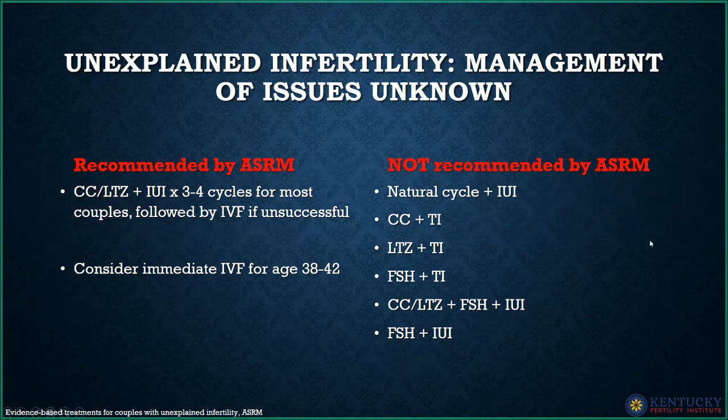But over here, we see a list of therapies that are not recommended. They're specifically recommended against things like Clomid and intercourse, letrozole and intercourse, gonadotropins and intercourse. A lot of these things that a lot of people do: you're infertile, here, take some Clomid for a few months and call me if you're not pregnant. ASRM specifically recommends against that because it's not more effective than no treatment alone. And so for patients that have a normal workup, it's all the more important that they be referred to us sooner rather than later so that we can manage them with IUI treatment or IVF when indicated.